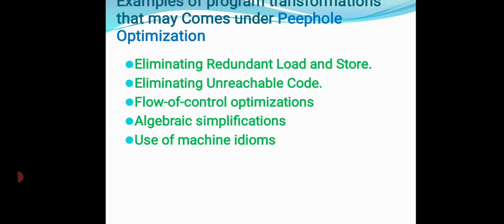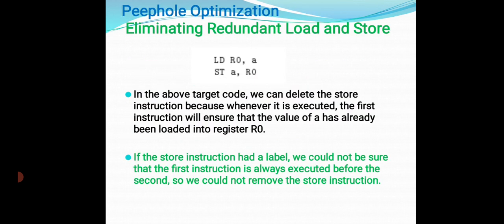These are some of the program transformations which come under peephole optimization: eliminating redundant load and store, eliminating unreachable code, flow of control optimization, simplification of algebraic operations, and use of machine idioms. All these can be applied to optimize the target code as per the architecture of the machine.